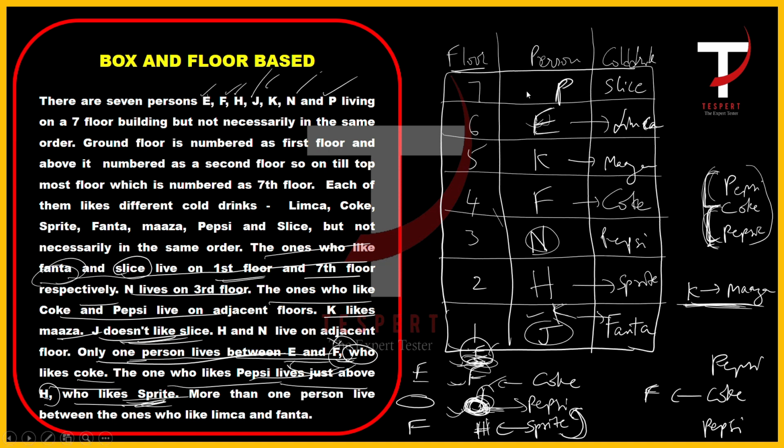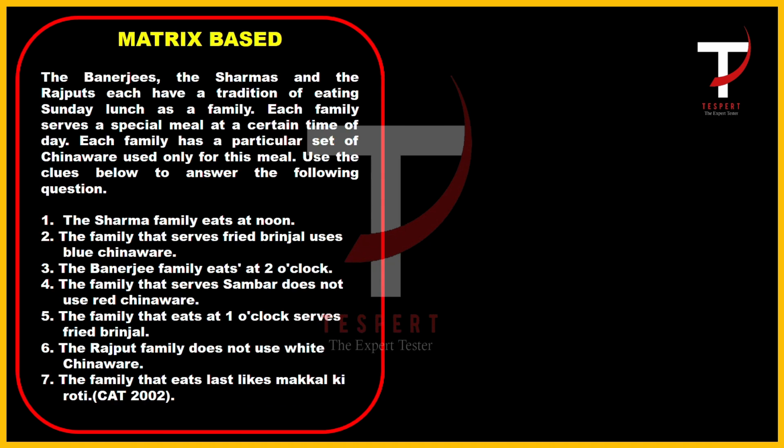Let's move on to the next slide. So this is a matrix based arrangement. This is a CAT 2002 question. The Banerjees, the Sharmas and the Rajputs each have a tradition of eating Sunday lunch as a family. Each family serves a special meal at a certain time of day. Each family has a particular set of chinaware used only for this meal, and use the following clues, right?